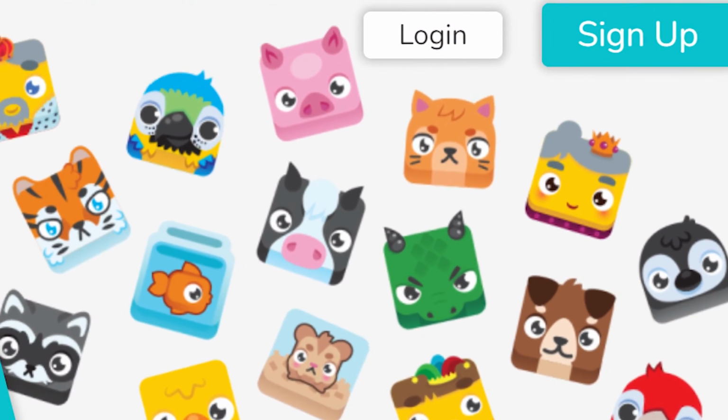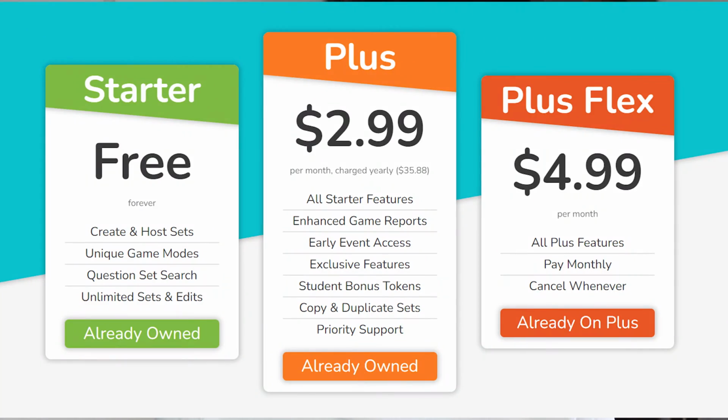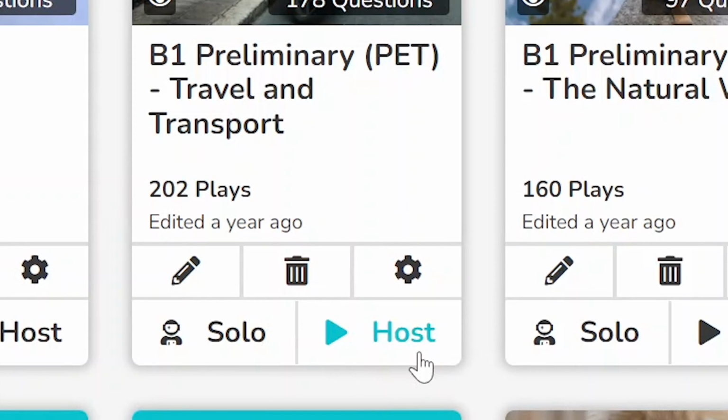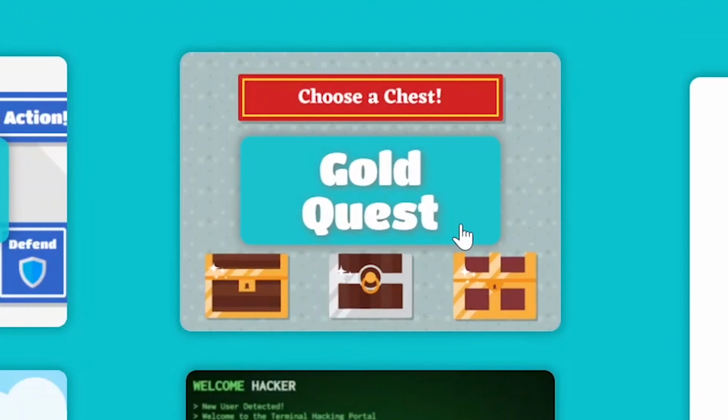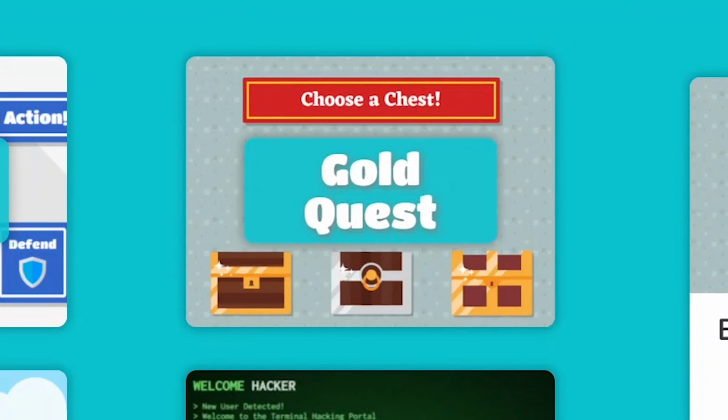So all you need to do is make an account on Blooket. This game mode is free to both basic and plus users, so don't worry, you don't need to pay for this. So once you've made an account and you have chosen your question set, then we're just going to go to Host. And under Host, we now have a selection of all the game modes we can play. We're going to look for Gold Quest.